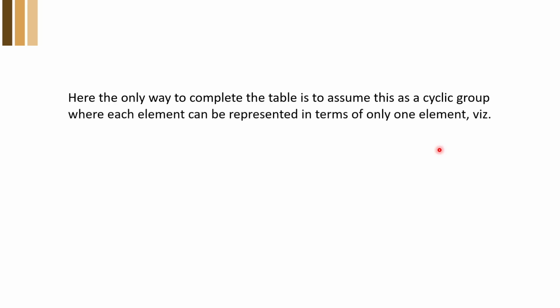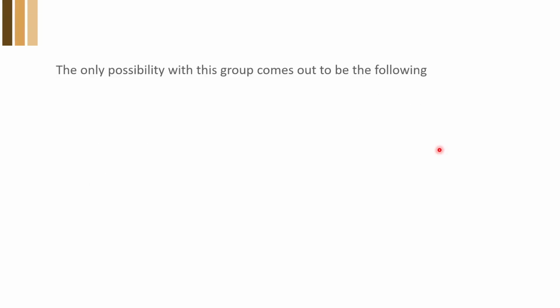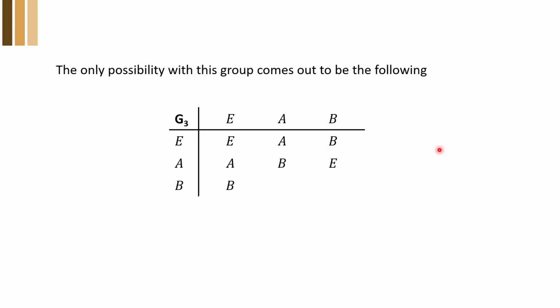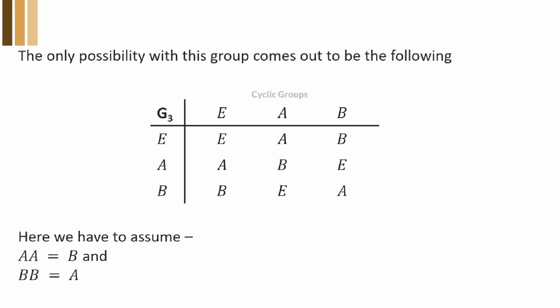However, there is another way of writing this group. We assume that EE is equal to E, AA is equal to B, and BB is equal to A, and if you write like this, the product is something like this. You have E, A, B along the rows and columns, and now what we are assuming here is that A multiplied by A is equal to B and B multiplied by B gives A, so there has to be a right order. That is the postulation of a cyclic kind of group. So that is the only way in which a group of order 3 can be constructed.